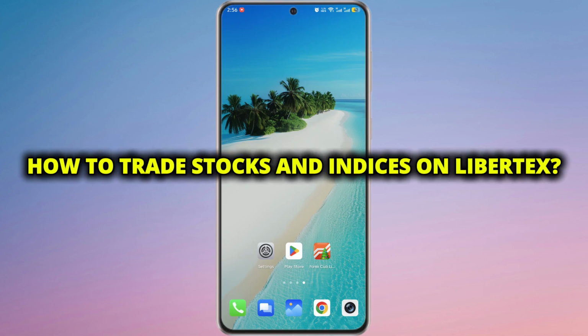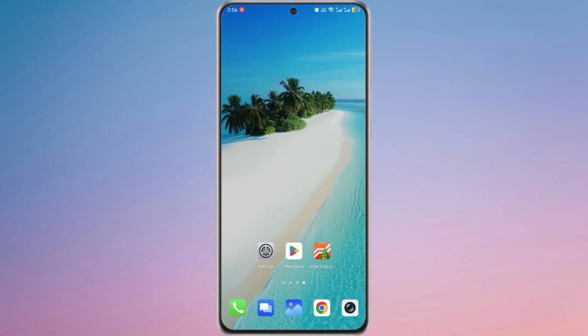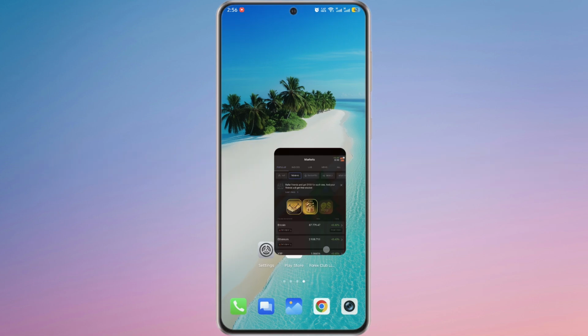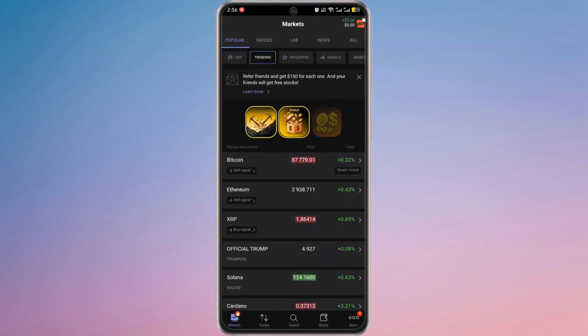How to trade stocks and indices on Libertex. First of all, open the app on your device and make sure you are logged in. Once logged in, tap on the market section from the bottom bar to access all available trading instruments.